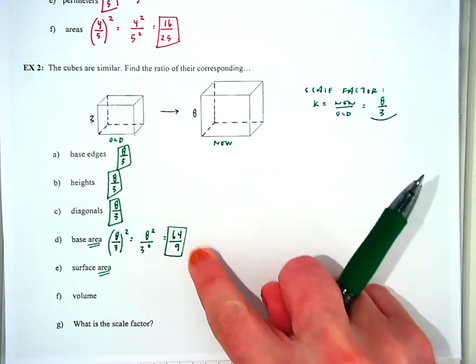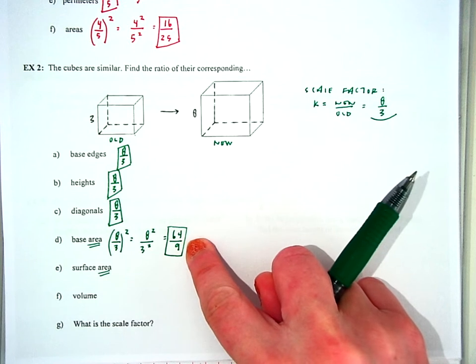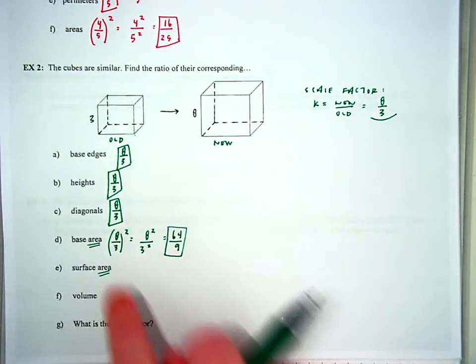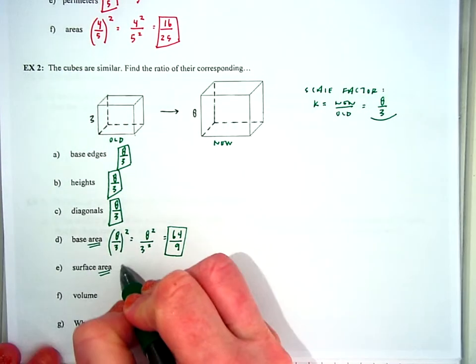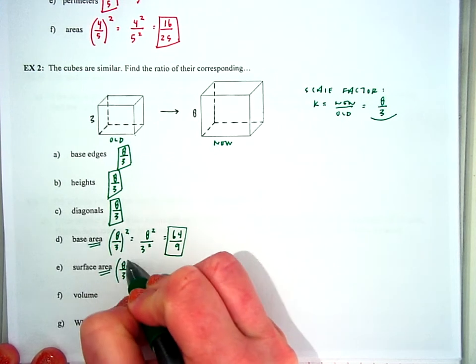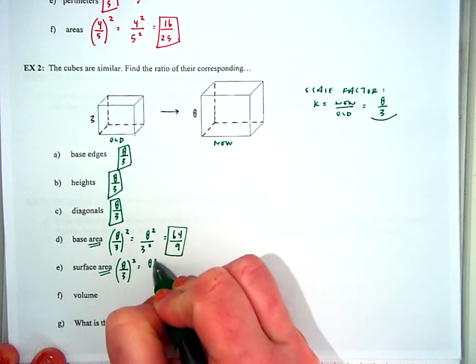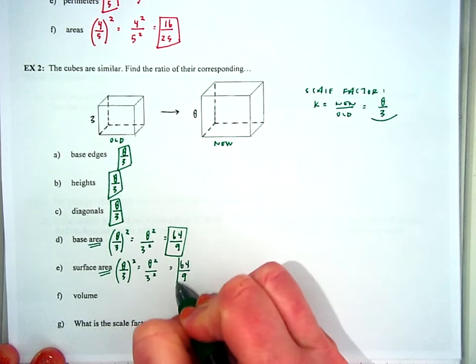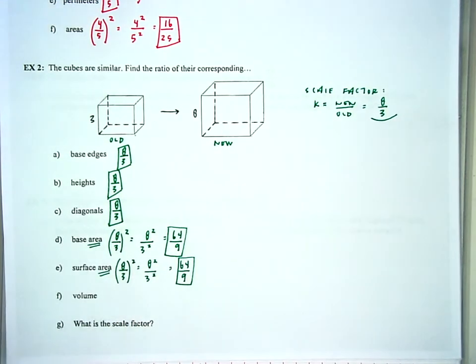So surface area, well, it's just 6 base areas. So if I have 6 times 9, and here I have 6 times 64, when I reduce that ratio down, it's going to be the same as the base area ratio. So my surface area, all of those collective surfaces together, will be in the same ratio as my base area was. So I'm taking 8/3 and squaring it. 8 squared to 3 squared is still 64/9.